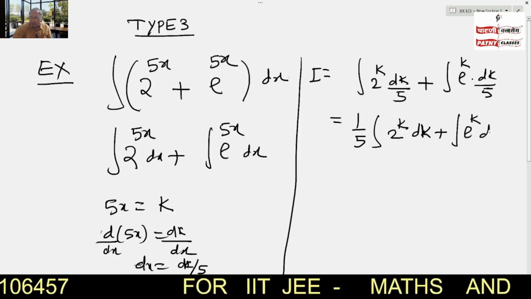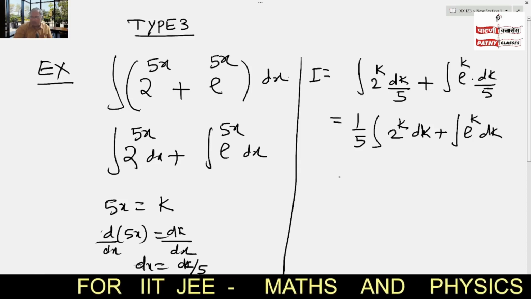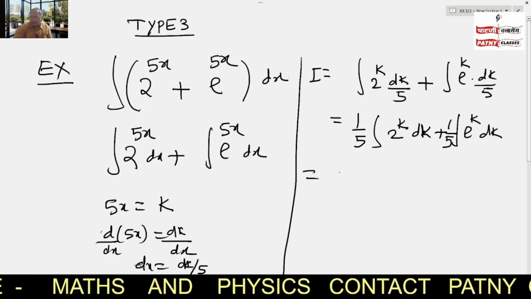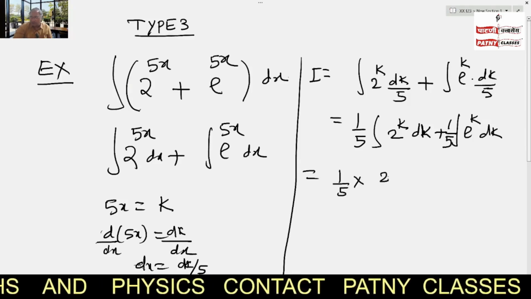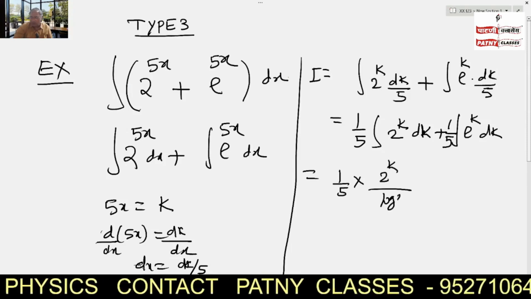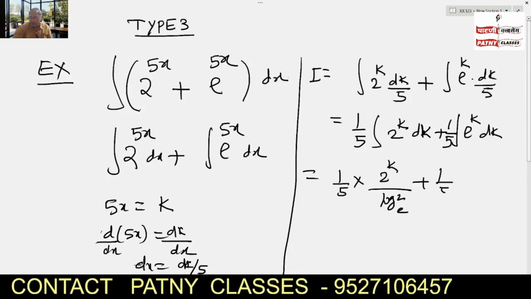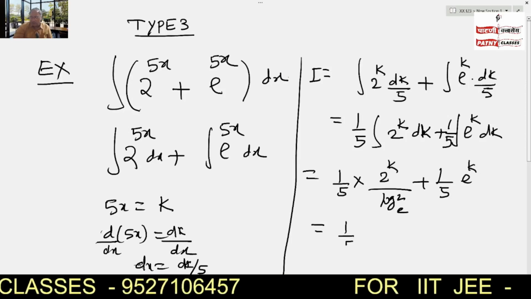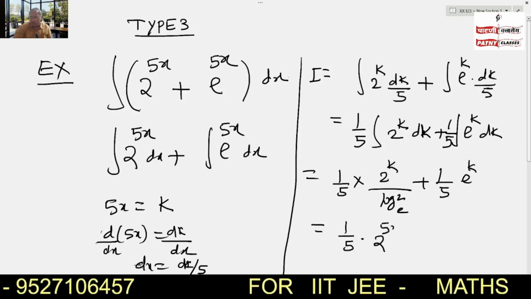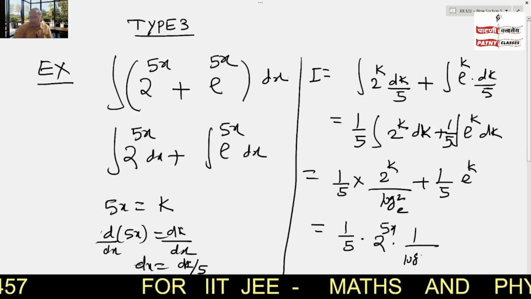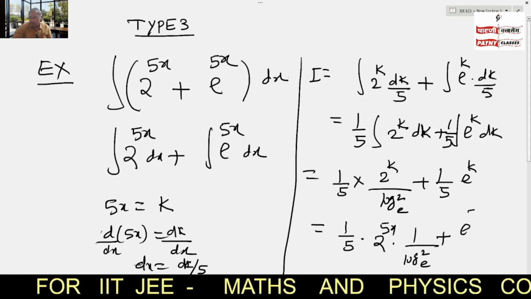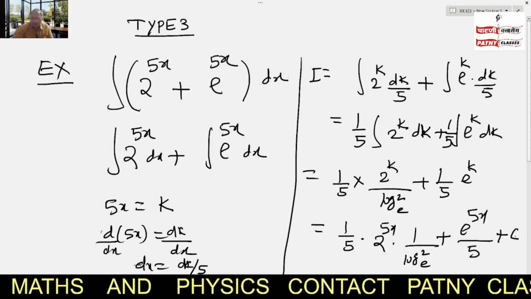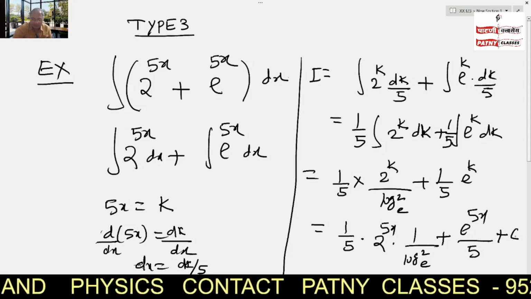Once you understand, you can do even shorter than this. Here 1 upon 5 is left. Now the integration of 2 raised to k is 2 raised to k upon log 2 to the base e. 1 upon 5 integration of e raised to k is e raised to k, back substitution: 1 upon 5 into 2 raised to 5x into 1 upon log 2 to the base e plus e raised to 5x upon 5 plus c. This is the result, this is the answer of the given example.